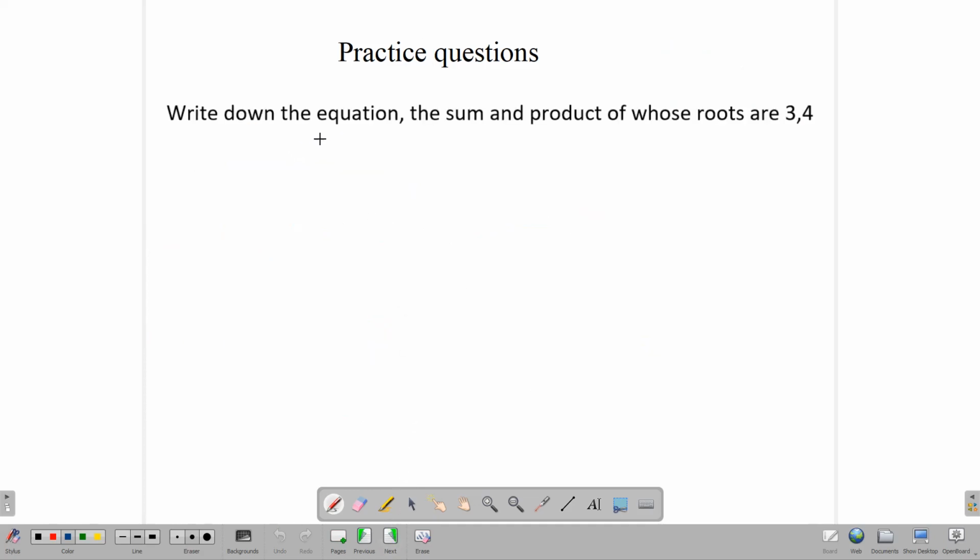Now here we want to write down the equation, the sum and product of whose roots are 3 and 4. So there is a quadratic equation, and the sum of the roots is 3, and the product of the roots is 4, and we want to write down that equation. So that general equation would take the shape x squared plus the sum of the roots. Remember, the sum of the roots is minus b over a, and the product of the roots would be c over a, and of course that would be equal to 0 since we're writing a quadratic equation.